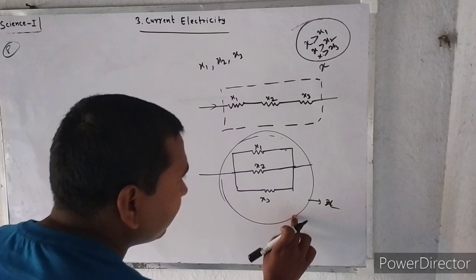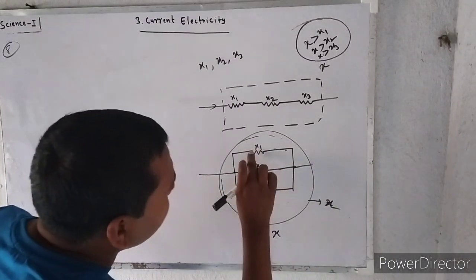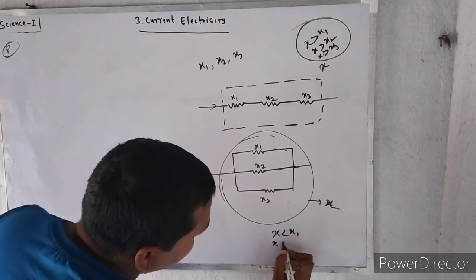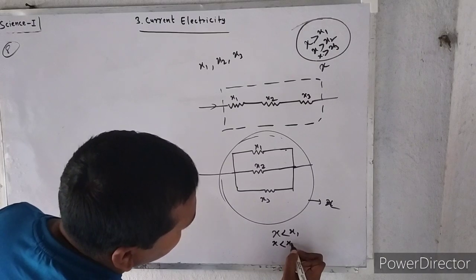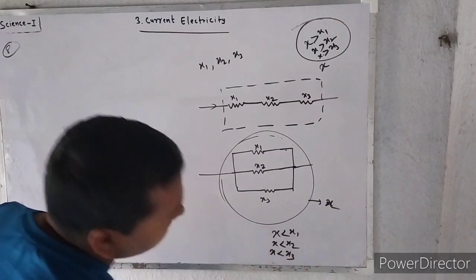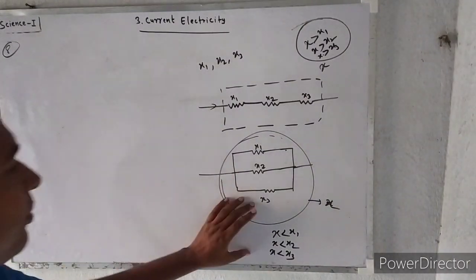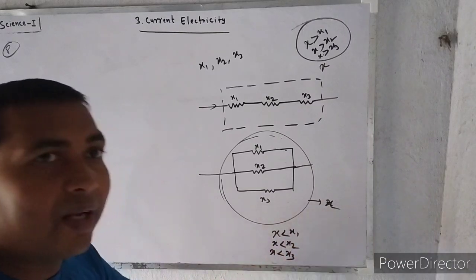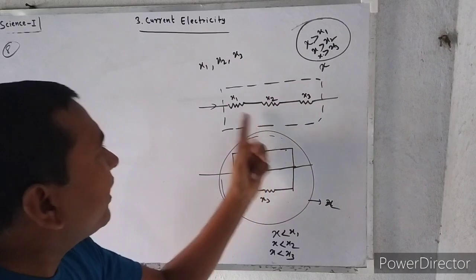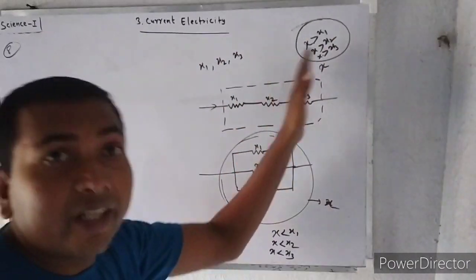But in this case, if resistors are connected in parallel, this X will be less than X1, this X will be less than X2, this X will be less than X3. I have explained this in the previous lecture. So in parallel combination, effective resistance will be smaller than the smallest. In series combination, effective resistance will be greater than the greatest resistance.